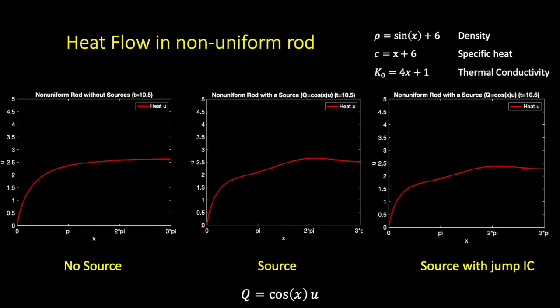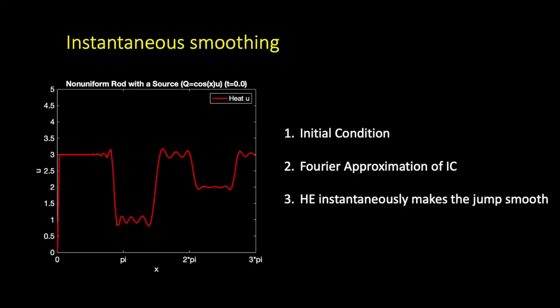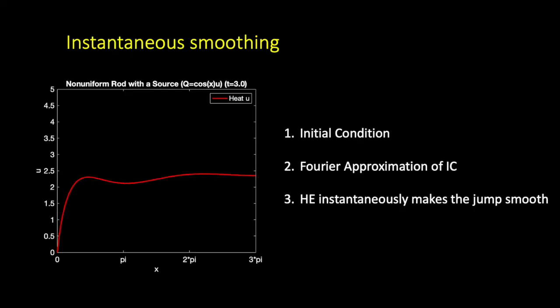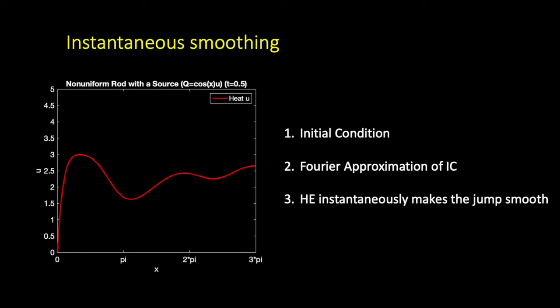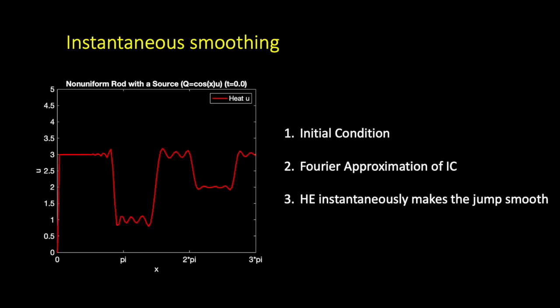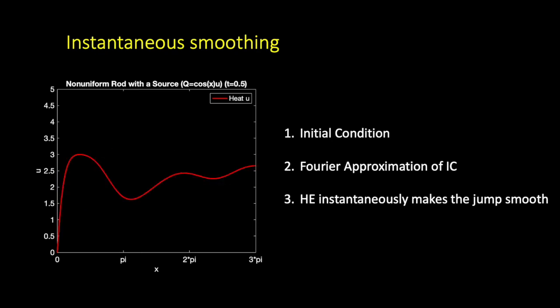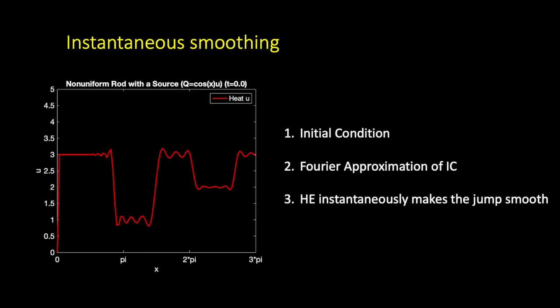Let's take a closer look at this case with the jump initial condition. This figure has a longer delay for the first time steps to better present what happens to the jumps. The solution starts with the initial condition of straight lines with jump discontinuities, and suddenly the solution becomes the Fourier approximation of this initial condition, and Gibbs phenomenon is observed near the jumps. Then we can observe that the heat equation instantaneously makes the solution to be smooth and the heat gradually decreases.